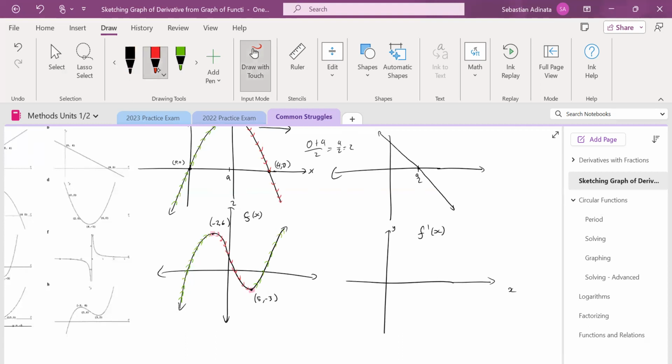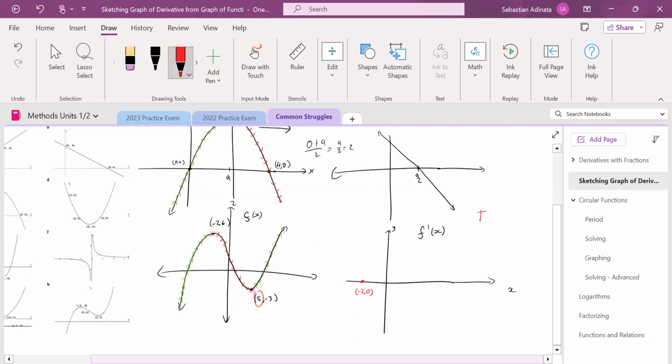Now, the first points we want to put on this graph are our turning points. More importantly, the x value. We don't care about the y value, just the x. So -2 and 0. We know this is going to be 0 because that's where the turning point is.